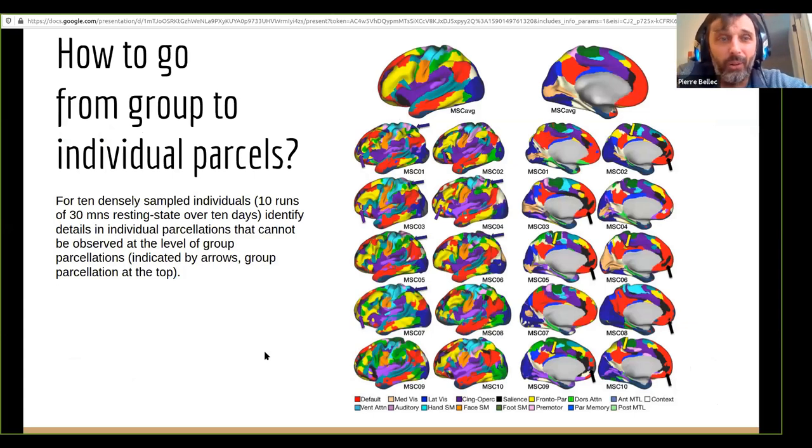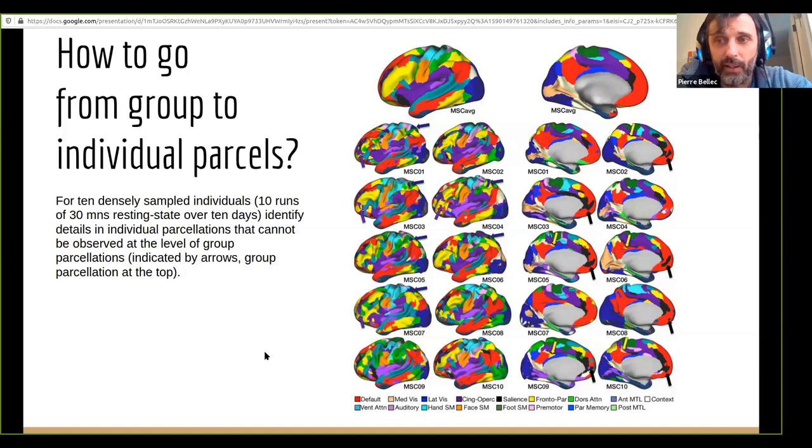Now, another important question: how do you go from group to individual parcels? I mentioned quickly that there's a lot of inter-individual variability. That was beautifully demonstrated recently by Nico Dosenbach's group using the Midnight Scan Club dataset, in which subjects were scanned for, if I recall correctly, 10 hours, no, 5 hours. I always make that mistake somehow. I think it's 10 hours, so it's five. But anyway, with that amount of data, they were able to derive quite stable individual-level parcellations just through massive averaging.